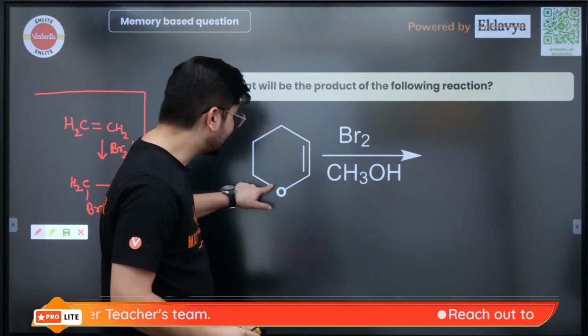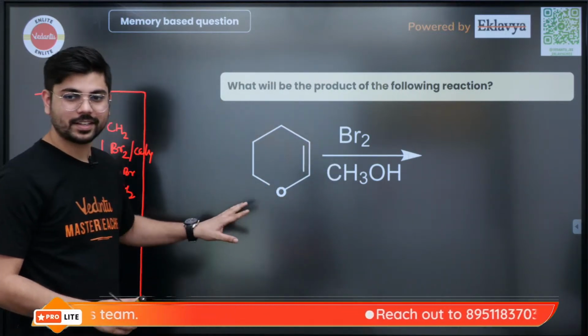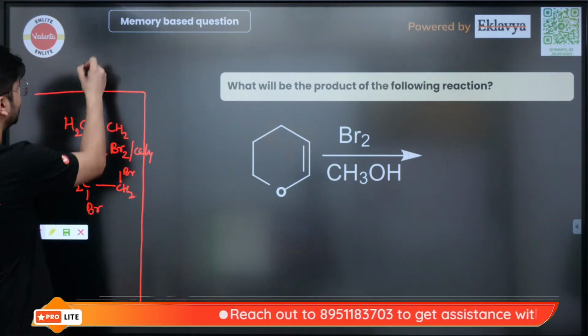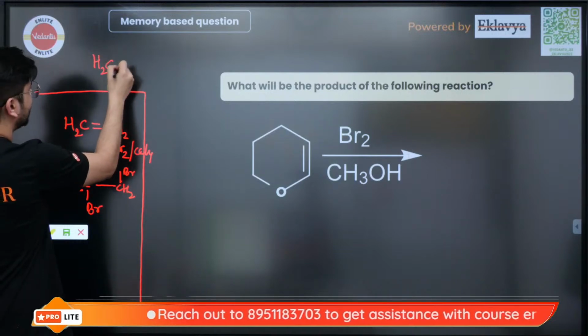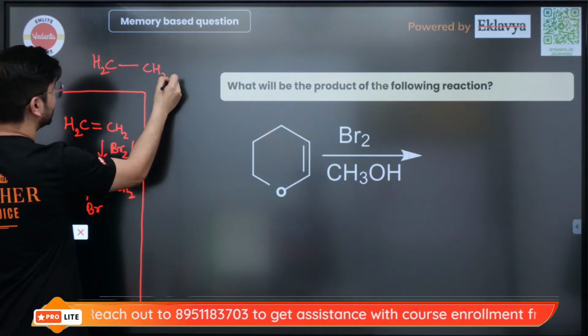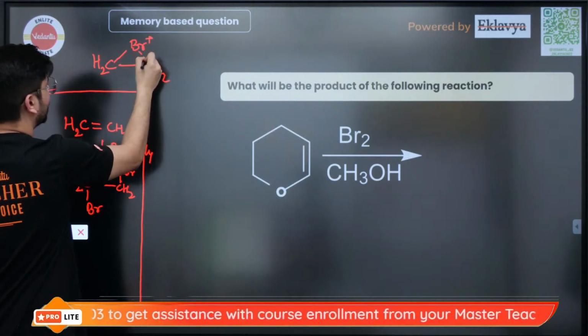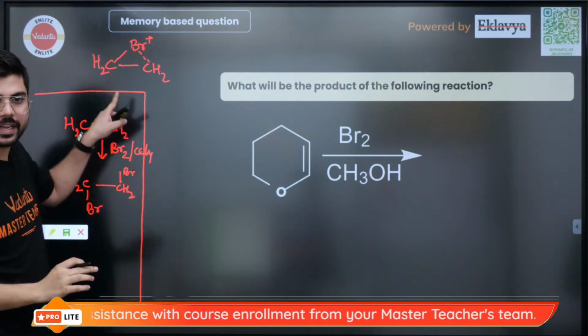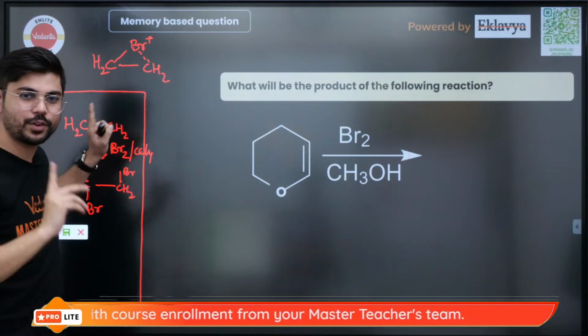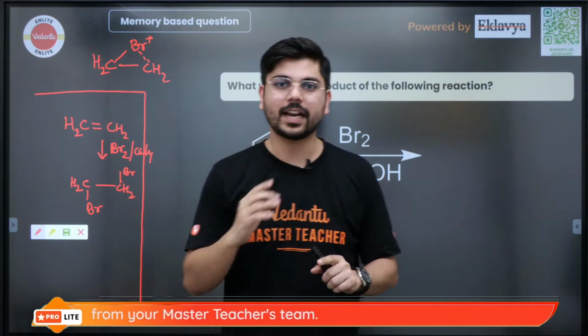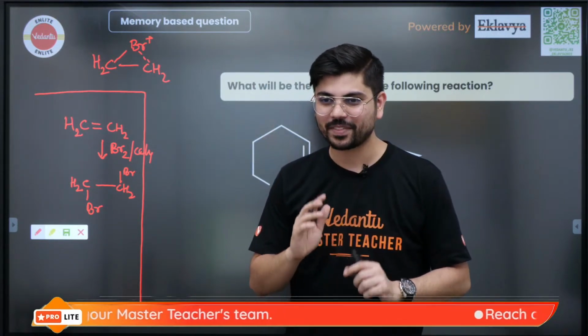Right? Similarly, something amazing will happen over here. And how does it happen? First of all, there is an intermediate like this, the Br positive. It forms a cyclic intermediate. How many of you know this? A cyclic intermediate is then attacked by a nucleophile. Right?